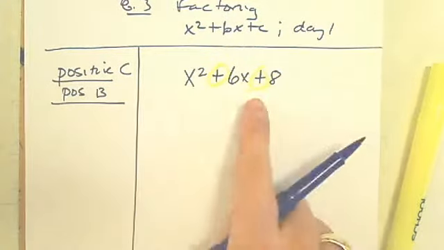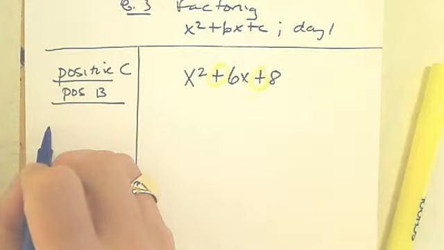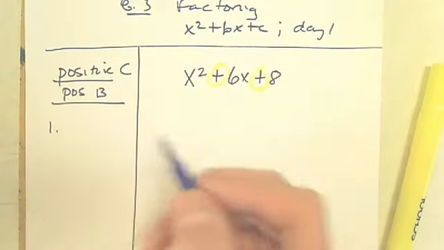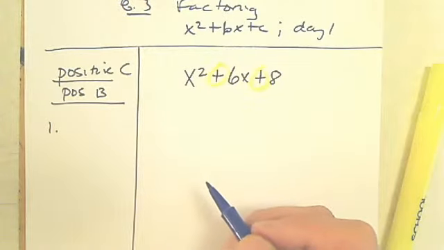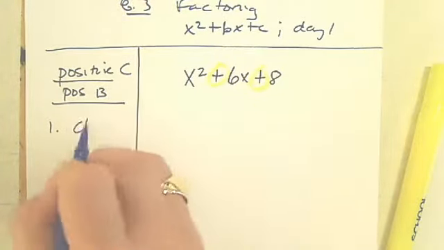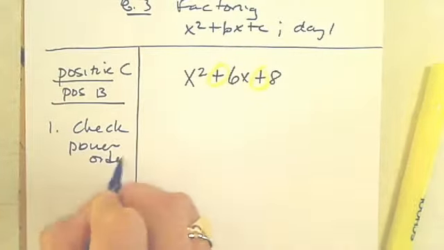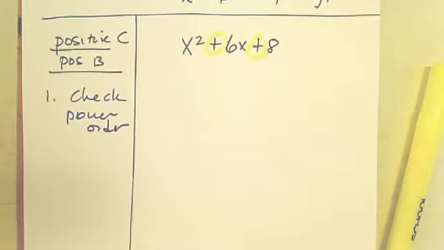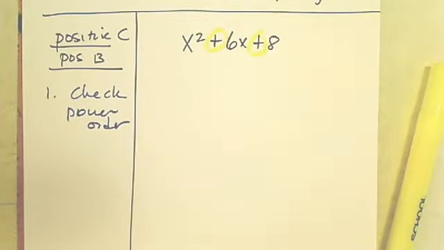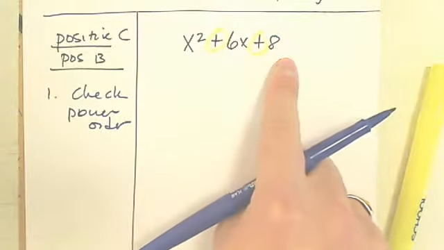So first things first. What do I need to check? Nope. Check for the power order. We're not doing GCFs here. This is kind of a different term now. Is it in order from highest to lowest power? Yes, it is. x squared, x1, and 0.